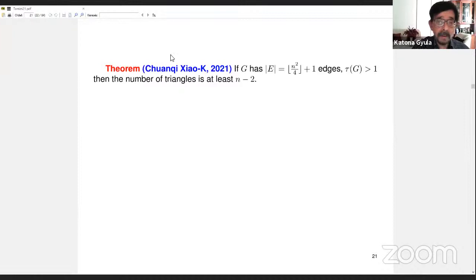It was just published this year that if G has this many edges, so one more edge, and we suppose that tau G is more than one, so the triangles we obtain cannot be pinned down by one vertex, then the number of triangles is at least n minus two. So it almost doubled.